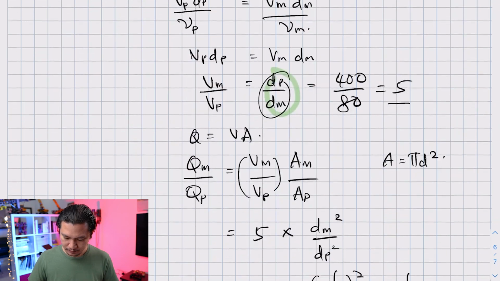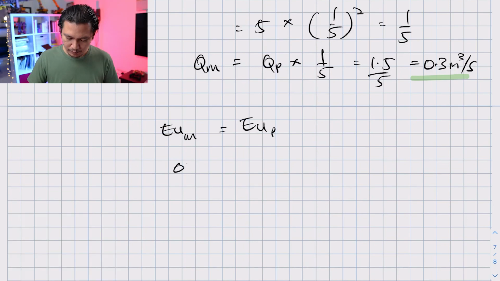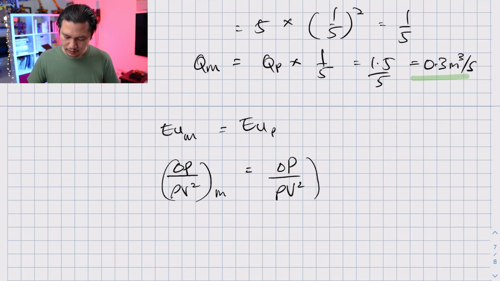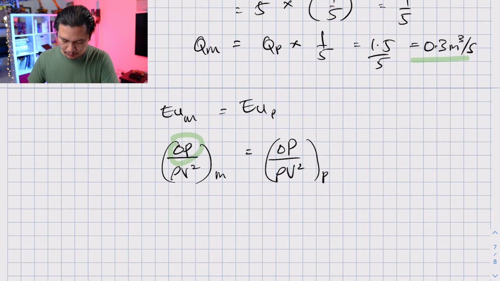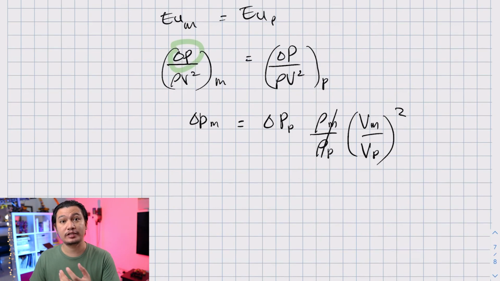So Euler number of the model must equal the Euler number of the prototype. So now delta P over rho V square of the model must equal delta P over rho V square of the prototype. Now remember that we are looking for the delta P of the model. So delta P of the model must equal delta P of the prototype times density of the model divided by density of the prototype times V of the model divided by V of the prototype squared. And of course, rho is similar because this is just water.